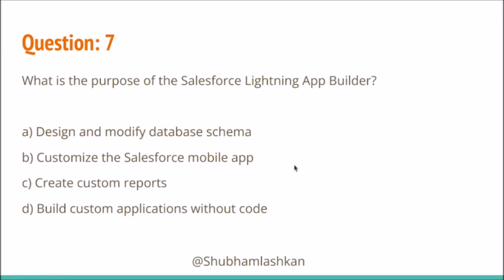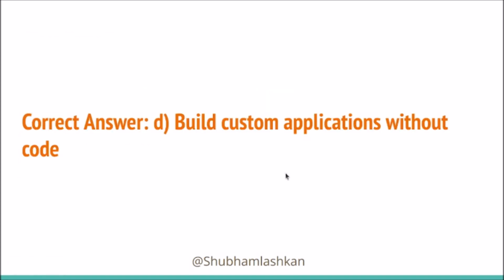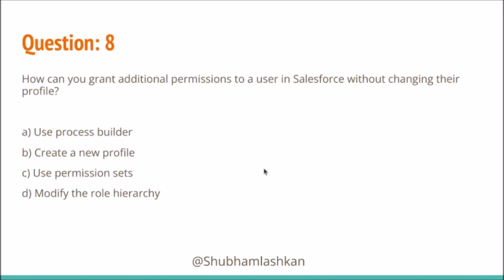Let's see the answer of question number 7. And the correct answer is option D, build custom applications without code. Let's move on to the next question. Question number 8. It is related to permission.